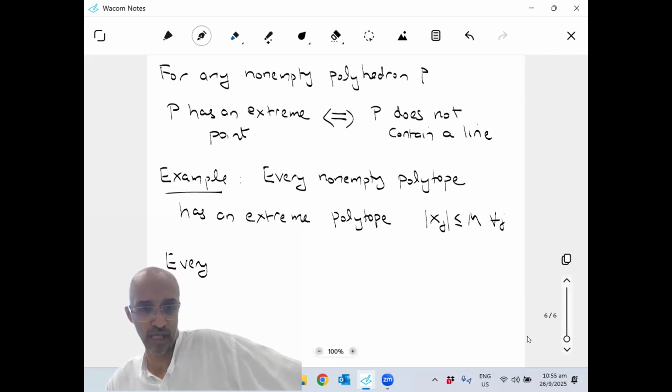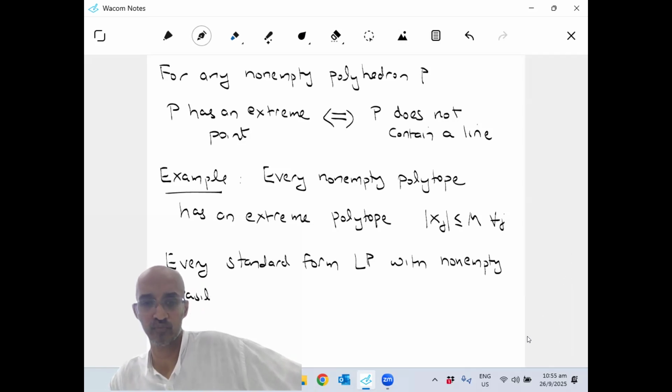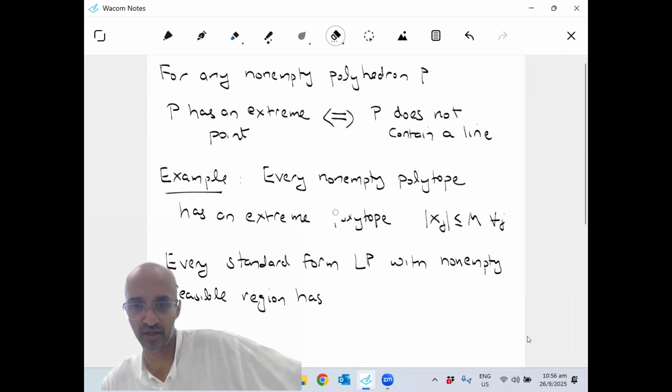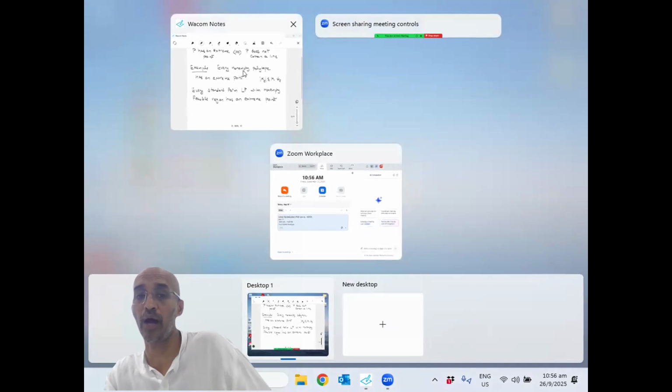Similarly, every standard form LP with non-empty feasible region has to have an extreme point, not polytope, an extreme point. So again, when you work with standard form LPs, if it is feasible, there will be an extreme point. Why is this the case?